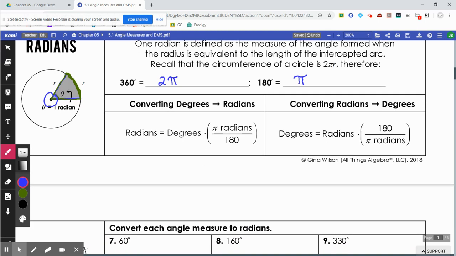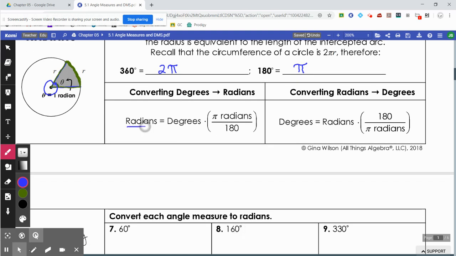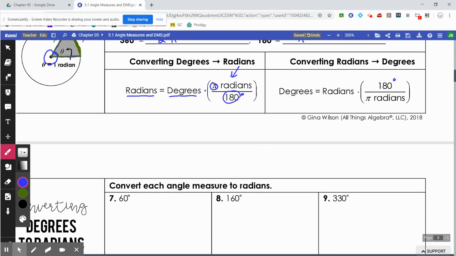Here's how we convert from degrees to radians, because we're going to be working with both. A radian measure is equal to a degree measure times, this is called a conversion factor, pi over 180. We take our degree measure and multiply it simply by pi over 180. That's it. And then to convert from radians to degrees, we're going to multiply by the flip-flop. So there's our chart of how to change from one to the other.